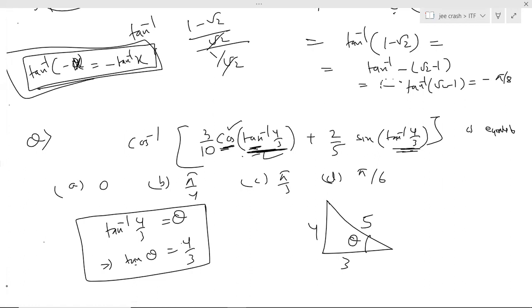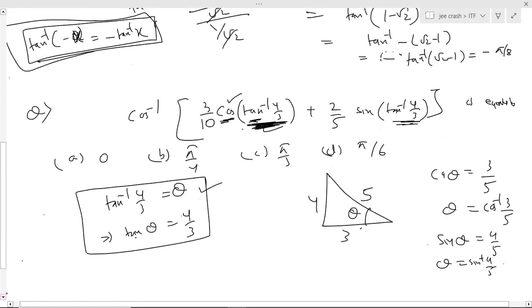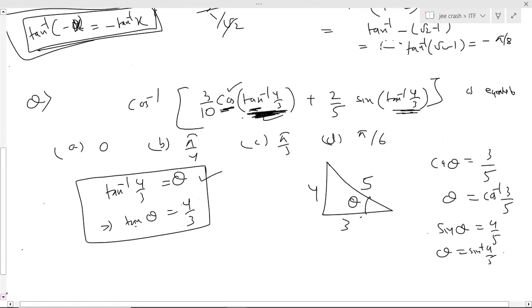We need cos inverse here. So cos theta will be base upon hypotenuse. So theta will be cos inverse 3 upon 5. Sin theta is 4 by 5. So theta will be sin inverse 4 by 5. And what was theta? Tan inverse 4 by 3. Is this thing clear, what I'm doing here? Yes, sir. Okay.